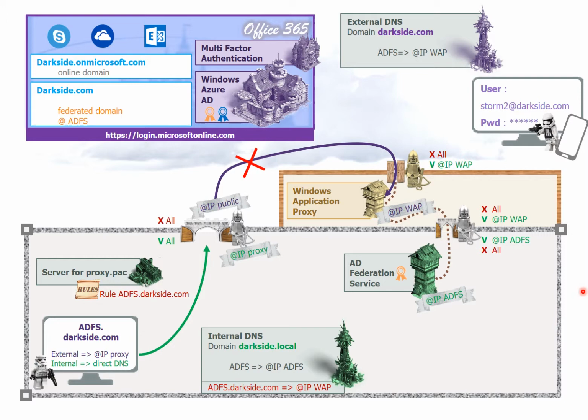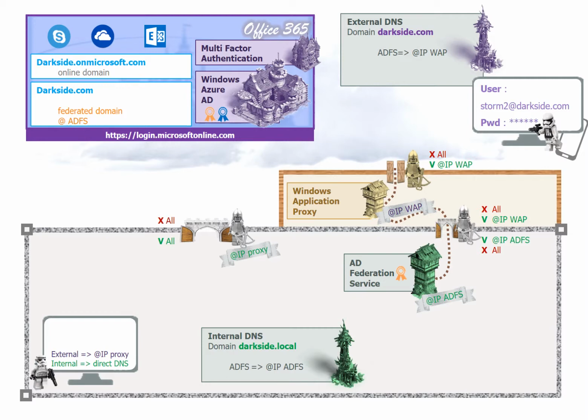The best solution would be that Office 365 itself recognizes that the access is internal and redirects to the internal ADFS. This is called conditional access, but that's a story for another day and another video. Just remember the issue and I will be back to it.